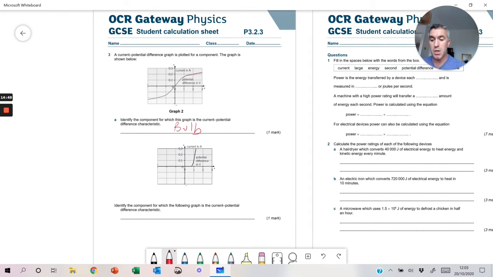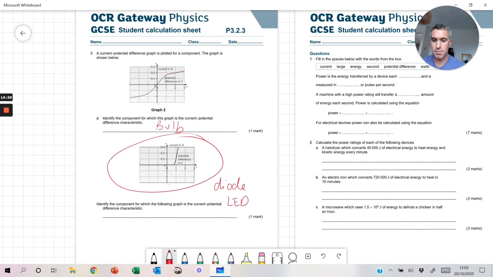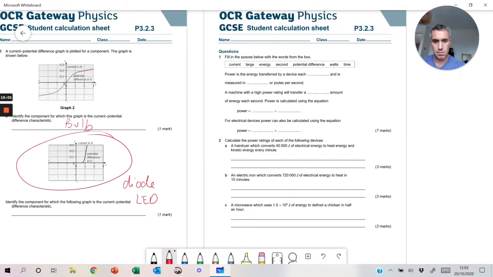Identify the component for which the following graph is the characteristic. For this one you'll just have to memorize. This is a diode, or you could say an LED, which is a light emitting diode.